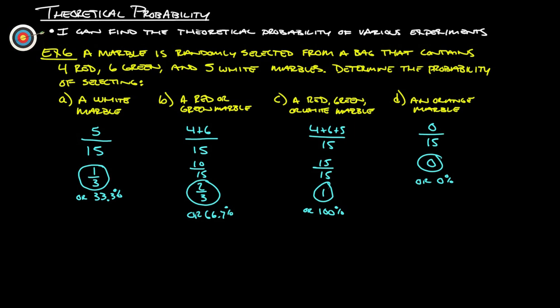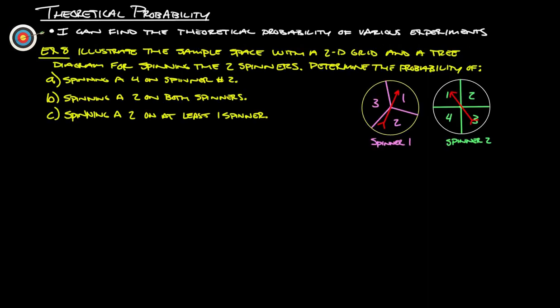All right, let's take a look at another example. Example 8. Illustrate the sample space with a 2D grid and a tree diagram for spinning the 2 spinners, and then determine the probability of each of the following. This is going to be fairly helpful because it will help you decide which way is easiest for figuring out the probabilities.